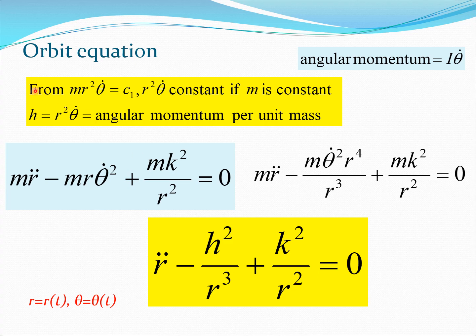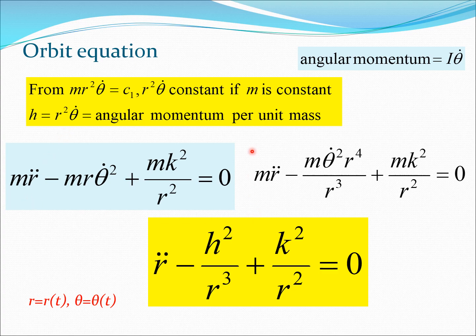So now let us summarize some of the things we have got till now. We saw that m r square theta dot was constant, and so theta dot is a constant if m is constant. We also saw that h is r square theta dot, the angular momentum per unit mass, because remember, if I were to take m r square theta dot divided by m, I would get r square theta dot. So that's basically nothing but the angular momentum I theta dot divided by m, so that is per unit mass. So let's just think of h as r square theta dot, and we are going to use this in the equation.